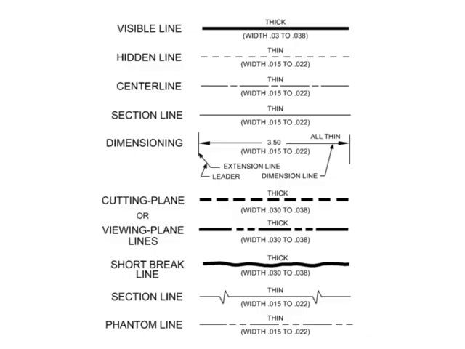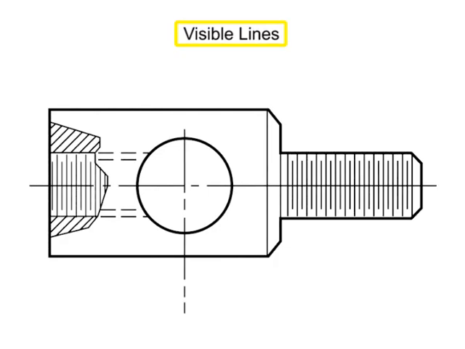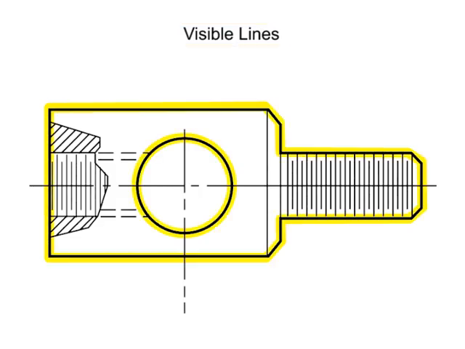The lines described herein are merely conventions. Each drawing specification may have its own types and standards. Visible lines, sometimes called object lines, represent the edges or lines on an object. They are solid lines with a thick weight.